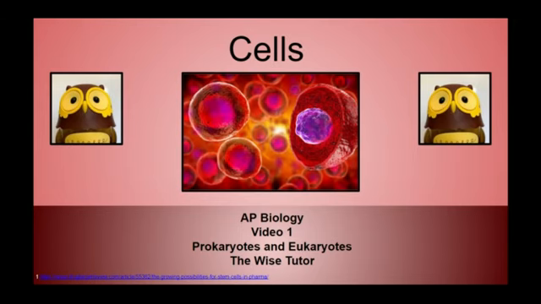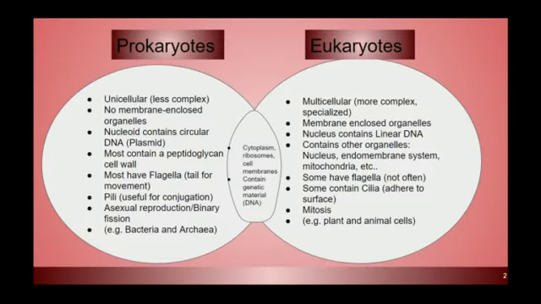Today we're starting Unit 2, which is cells, and this is video 1 where we're going to be comparing prokaryotes and eukaryotes. So here's a quick Venn diagram, and it would be useful in your comparison of these two different types of cells and types of organisms to really pay attention to these differences.